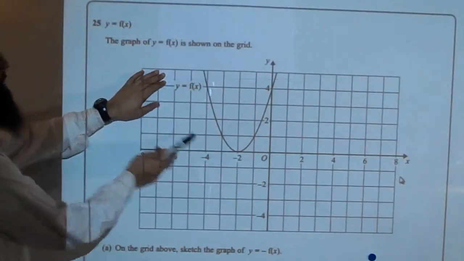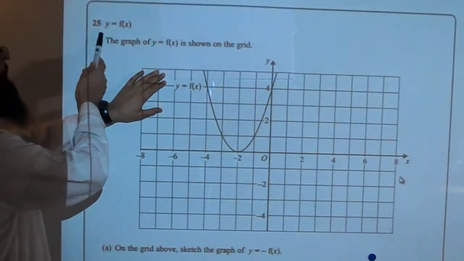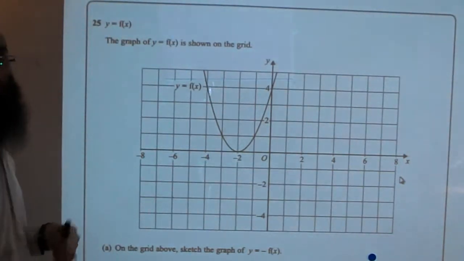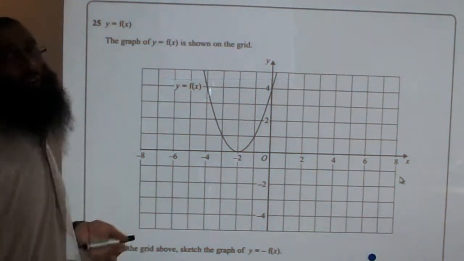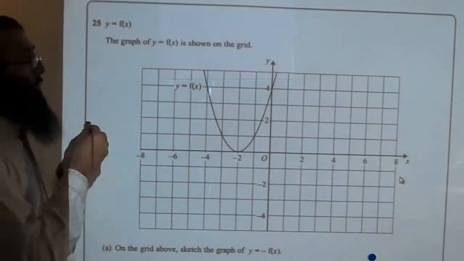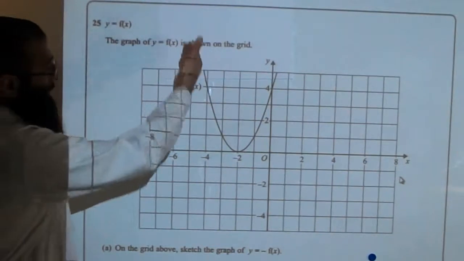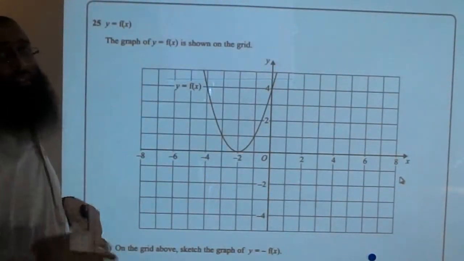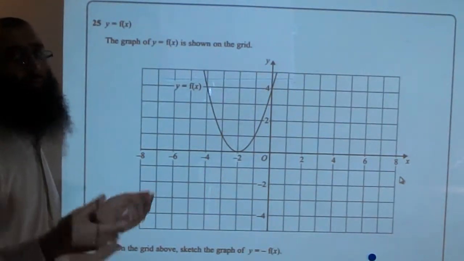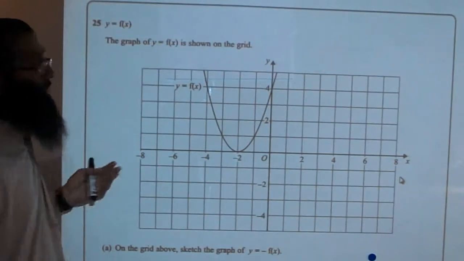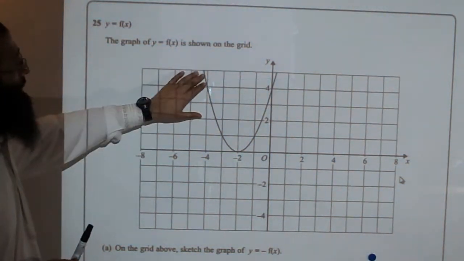Here we have question 25, y is equal to f of x. F of x is a generic way of the examiner saying this is a function of x without them having to spell out the full function. For example, this here is a quadratic function without them having to write out y equals x squared plus 3x minus 7, whatever it might be. And this is written down as y equals f of x. So get used to that in the examination style of question.